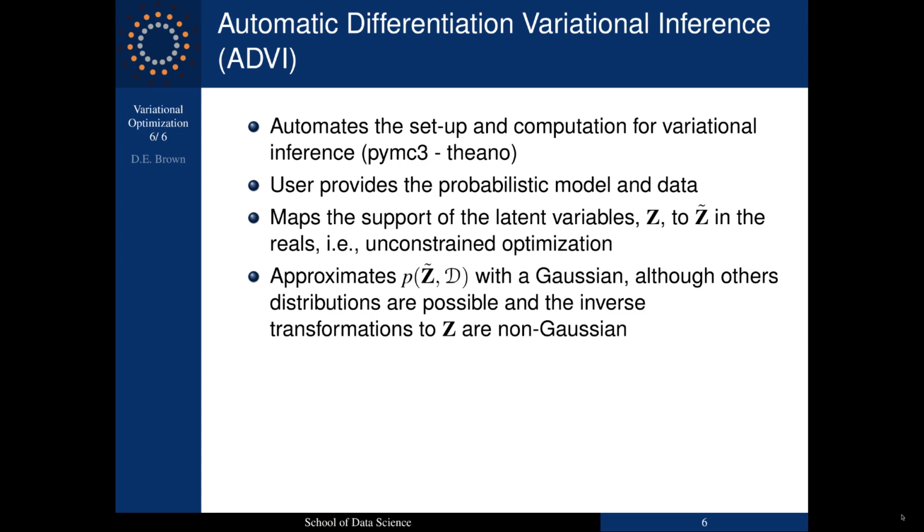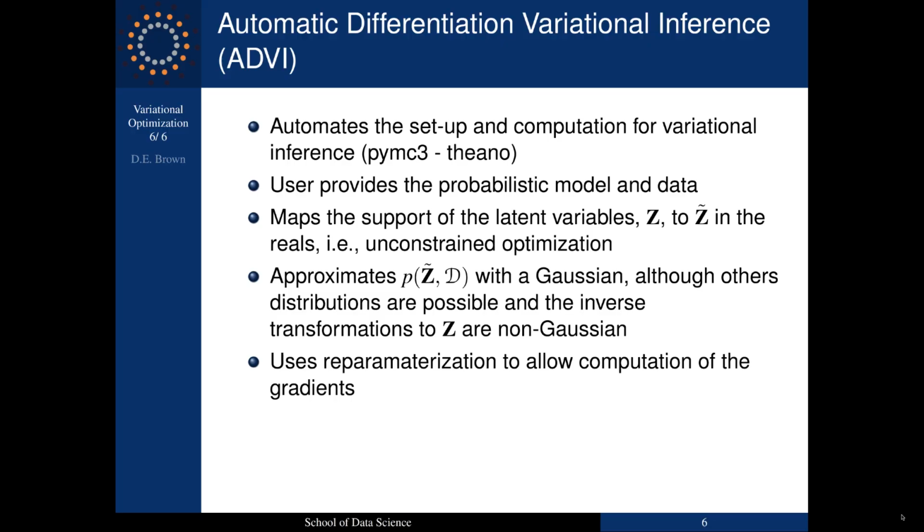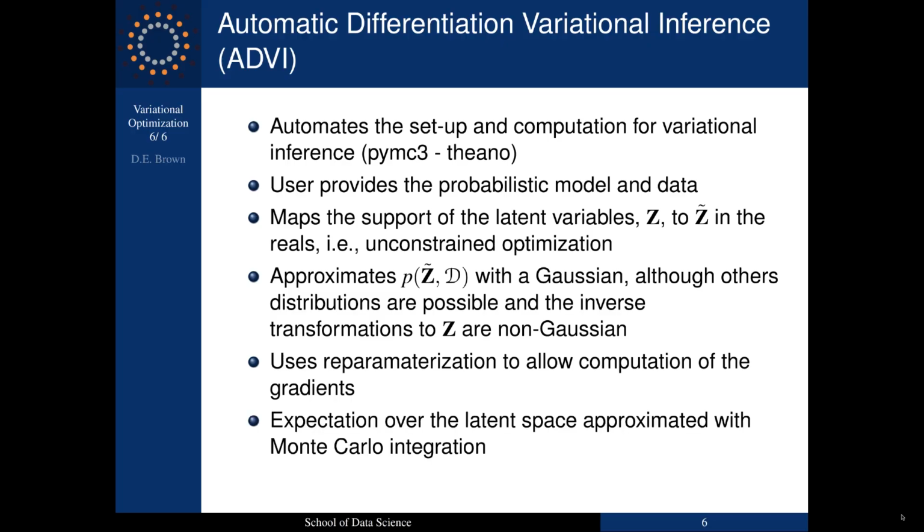You can use other distributions if possible, but this is the basic way that it runs and the easiest way to make it run. But you'll see that inverse transformations from Z tilde to Z are in fact non-Gaussian and return it to its constrained space. It uses reparameterization to allow computation of the gradients. And the expectation over the latent space is approximated with Monte Carlo integration, very similar to what we saw in the Edward package. It does require differentiable models, and this is something that does constrain its use.